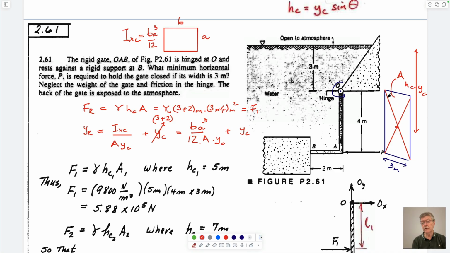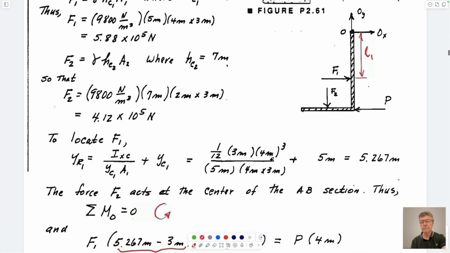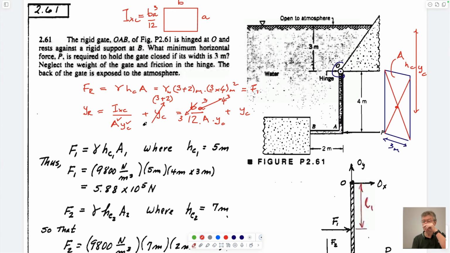Area, we've calculated the area before. It's equal to 3 multiplied by 4. So we know what this is, we know what this is. And IXC is going to be B, which is 3 meters, and A cubed will be 4 cubed. I think this is down here. You can look there. You don't need to, you just need to know what those are. It's a recipe to be able to calculate what they are.